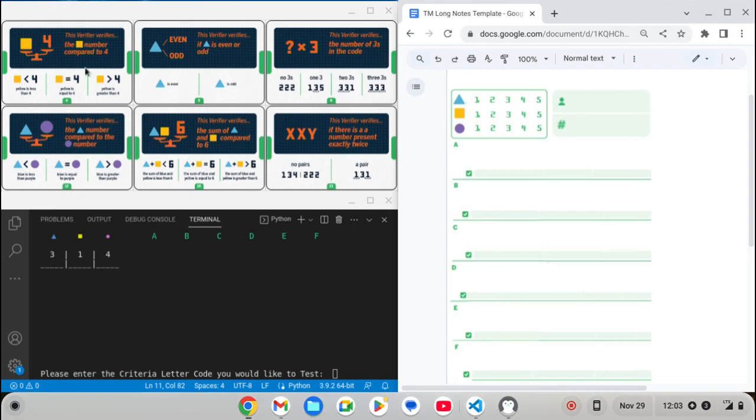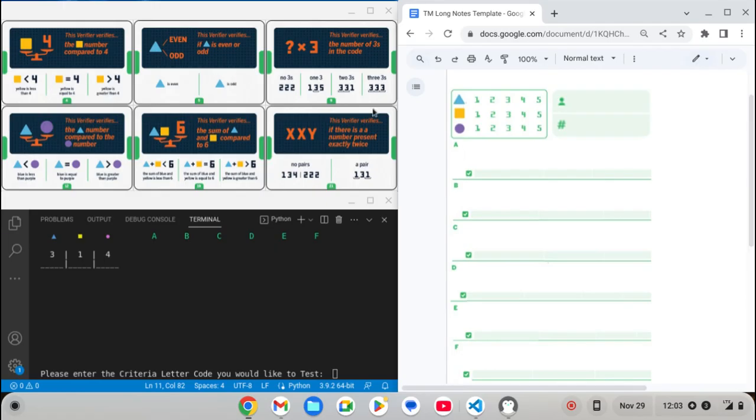So in the grid above, we've got our 6 criteria cards. On the top row, we've got criteria card A, criteria card B, and criteria card C. On the bottom row, we've got criteria card D, criteria card E, and finally criteria card F. So criteria card A takes a look at our middle digit, the square digit, and compares it to the number 4. So should the value of square be less than 4? Should it be equal to 4? Or should the value of square be greater than 4?